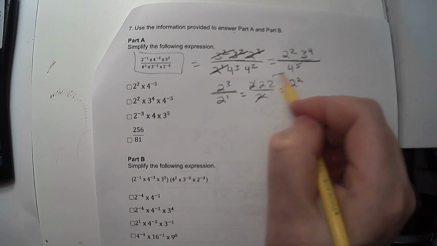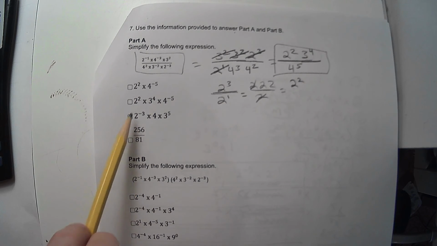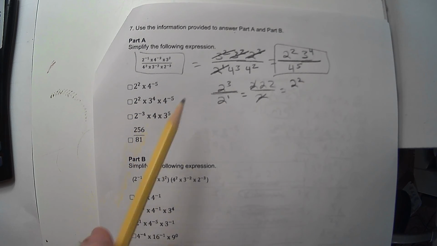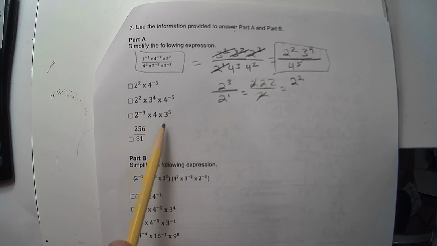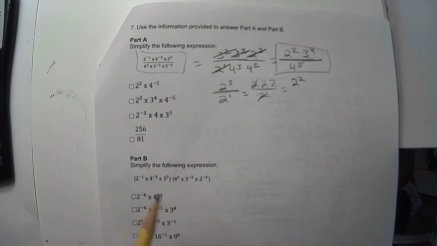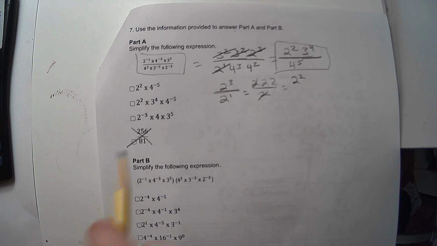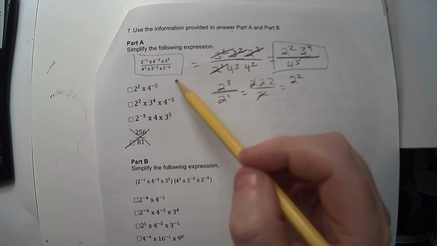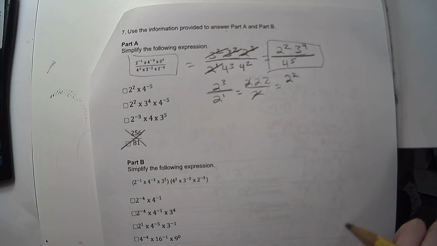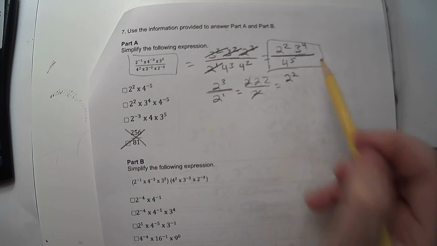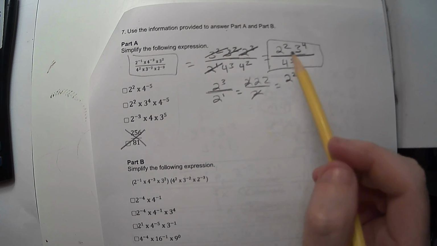Alright. So now here is my answer choice. So when I look over here, 2 to the 2nd times 4 to the negative 5, that's not it. 2 to the 2nd times 3 to the 4th times 4 to the negative 5, that doesn't look like what I have, so that can't be it. Got 2 to the negative 3 times 4 times 3 to the 5th, that don't look right, so it's gone. I don't even know where they come up with that. 256 over 81, that's such a bad answer, we're just going to mark it off. So we've only got 2 options at this point. Either the test makers gave us a question that doesn't have the appropriate answer, or we solved for the correct answer, they just have it hiding over here in one of these spots. And that's going to be what we're looking for.